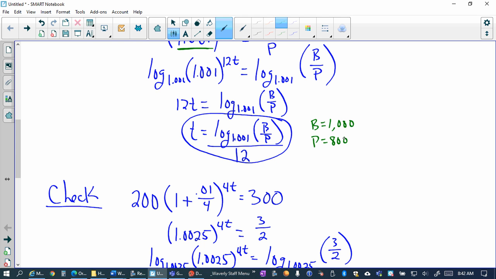So let's just plug this in real quick. So we'd end up with t equals log base 1.001 of 1,000 over 800, and we'll just plug that in directly to our calculator here.